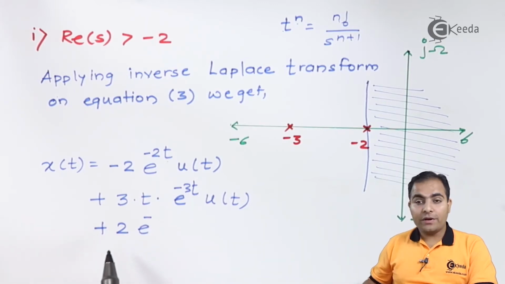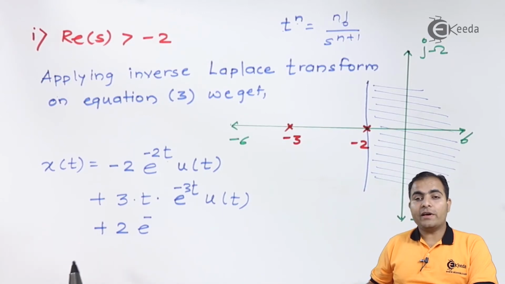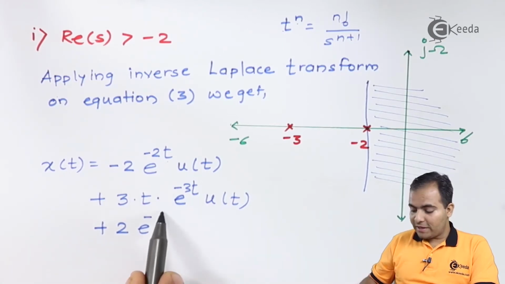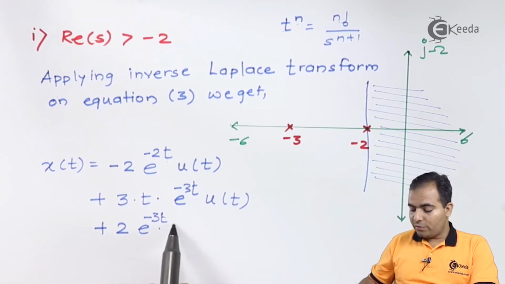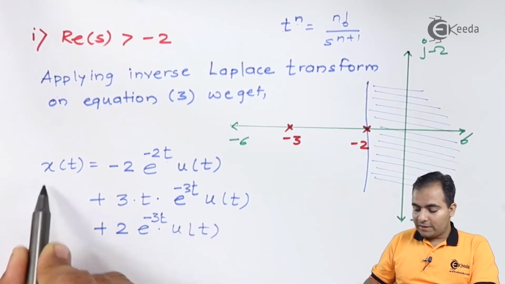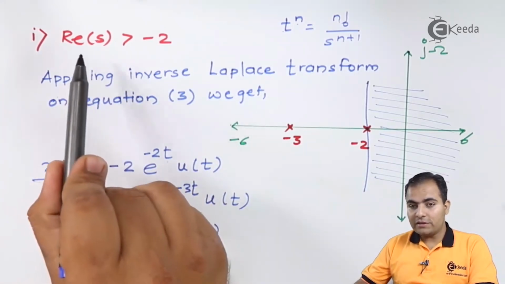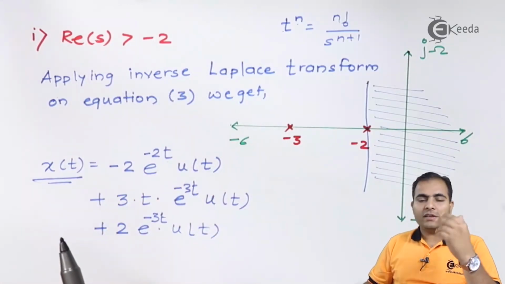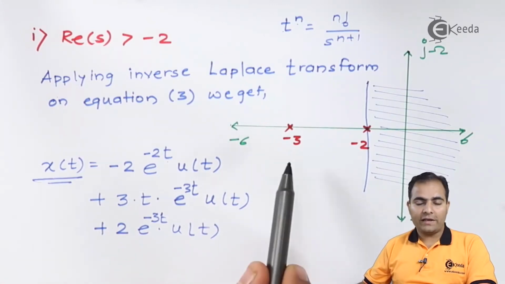Now in the third case, what we have? C value was 2, and in the denominator we have s plus 3. Here the frequency was shifted by 3, which means this t is again multiplied by the opposite sign value, which is e to the power minus 3t into unit step u of t, and this is the ROC for ROC greater than -2. Now we'll move on to the next ROC, which is left-sided, which means ROC is less than -3.